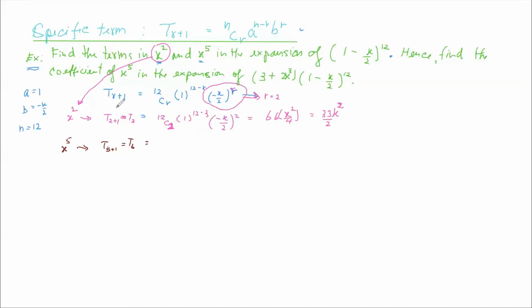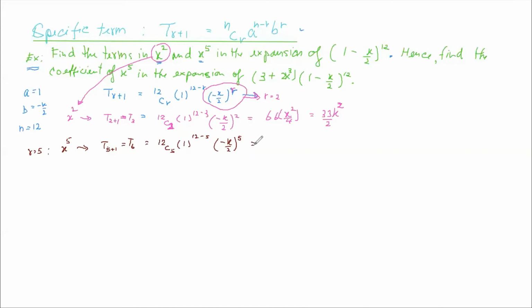We use the same idea with the x power 2. So now this one is going to be 12C5, because right now in this case we have r equal to 5, times 1, and then 12 minus 5. This one is going to be minus x over 2 power 5, because r equal to 5. We need x power 5.